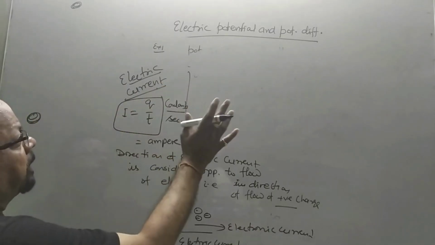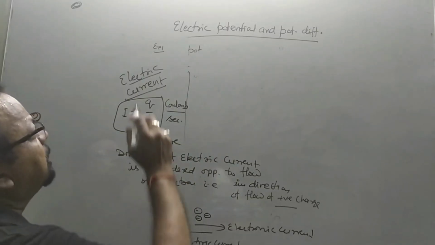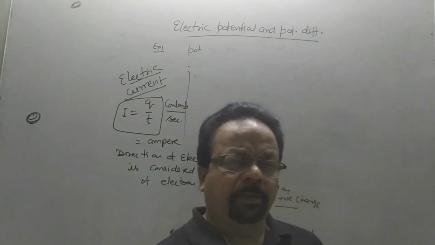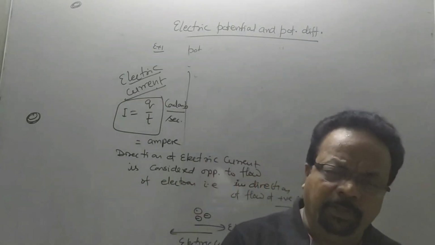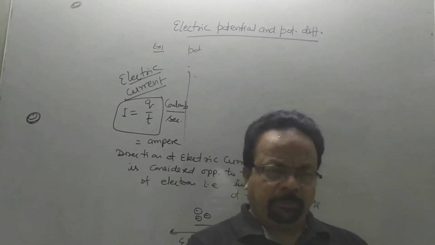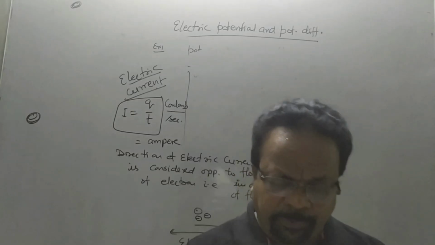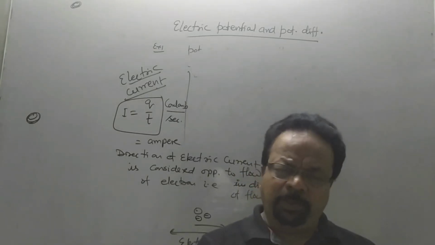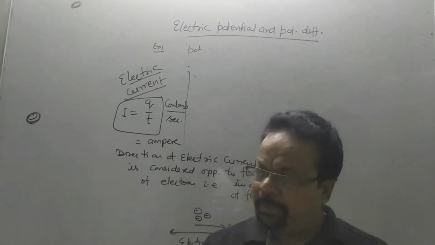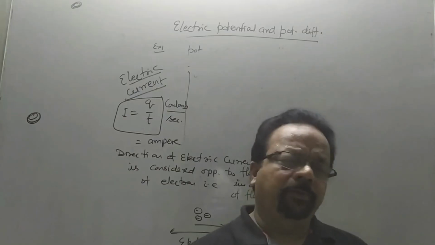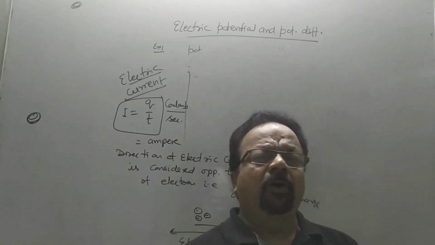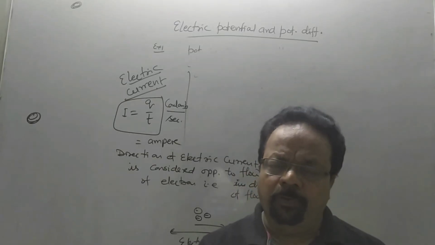Electric potential, again revise. Electric potential is the work done in moving unit positive charge from infinity to a point in electric field. Electric potential difference is the work done in moving unit positive charge against the electric field from one point to another point. Formula: VA minus VB, or delta V, is equal to W upon Q.